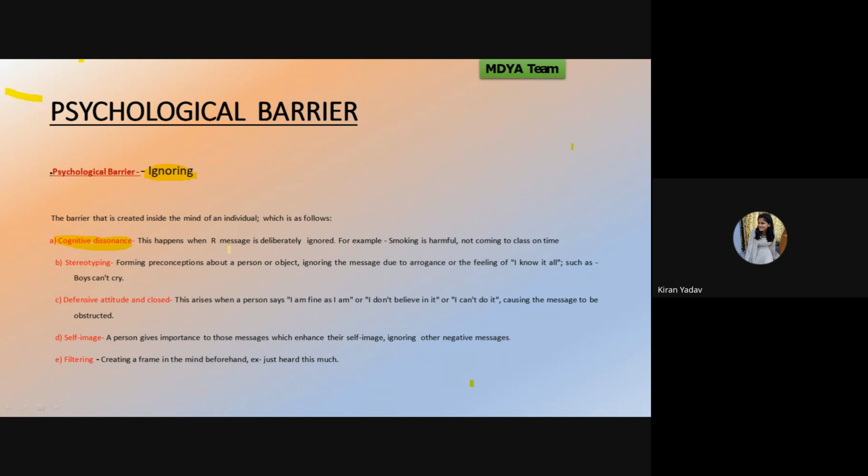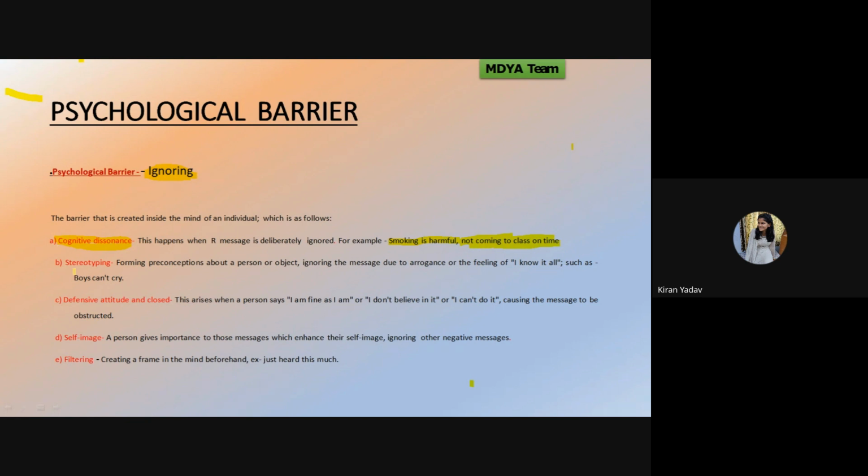For example, everybody knows that smoking is harmful, but still some people ignore it and they do smoke. Students know that they should come on time, they should be punctual, but still some students do not come on time in the class. So these are cognitive dissonance.